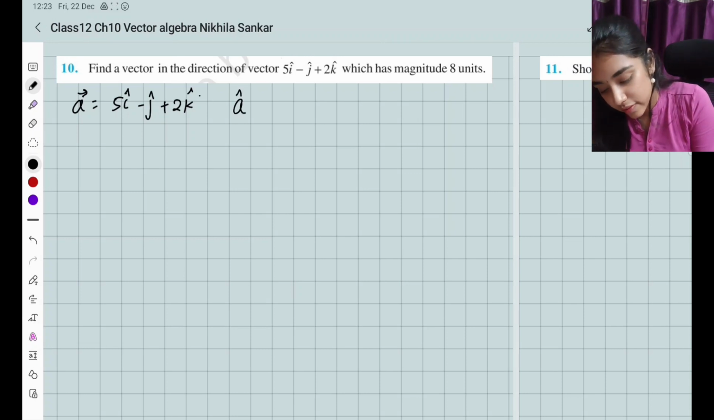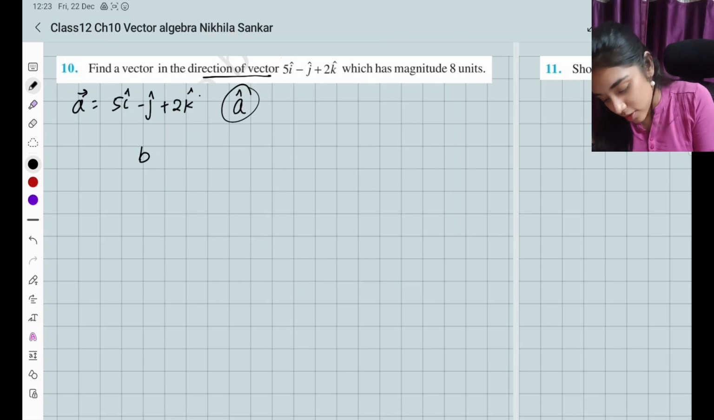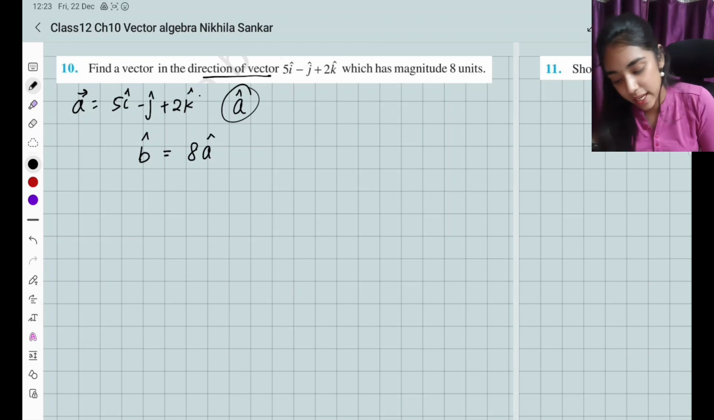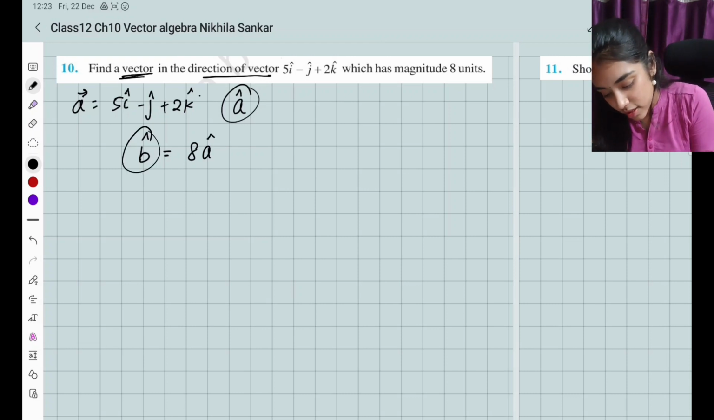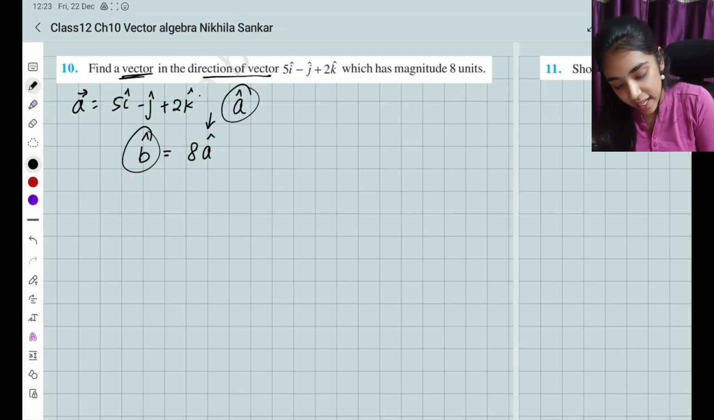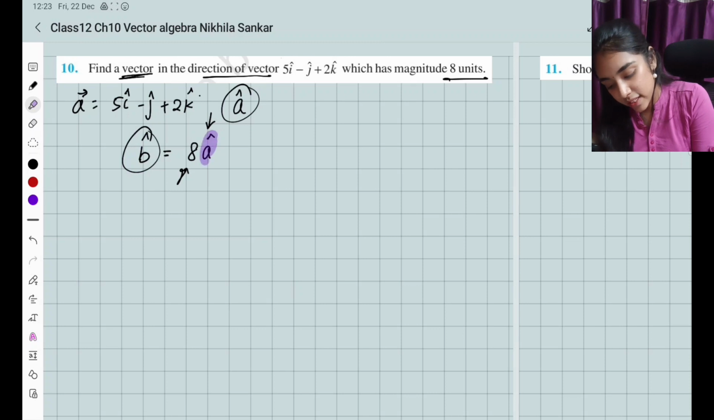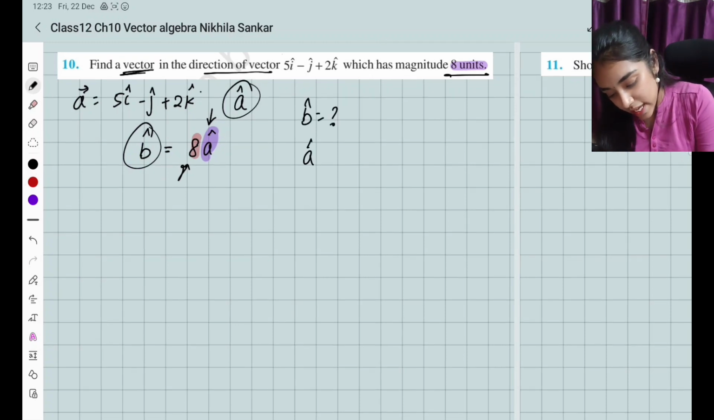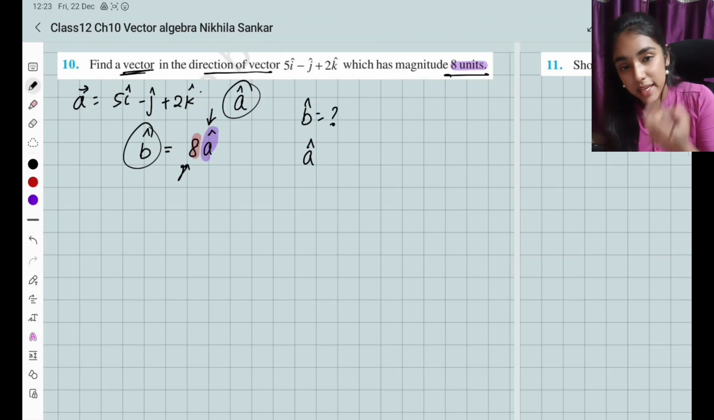They are asking for a vector which is in the direction of this vector and 8 times the vector. So they are asking to find b cap, which is going to be 8 times a cap. Understood? So find a vector b cap which is in the direction of a and has a magnitude of 8. Since it is the same direction, you find the cap, and since it is 8 units, I'm going to take 8 times. So I need to find b cap. To find b cap, what should we do? First find a cap, then multiply it by 8.